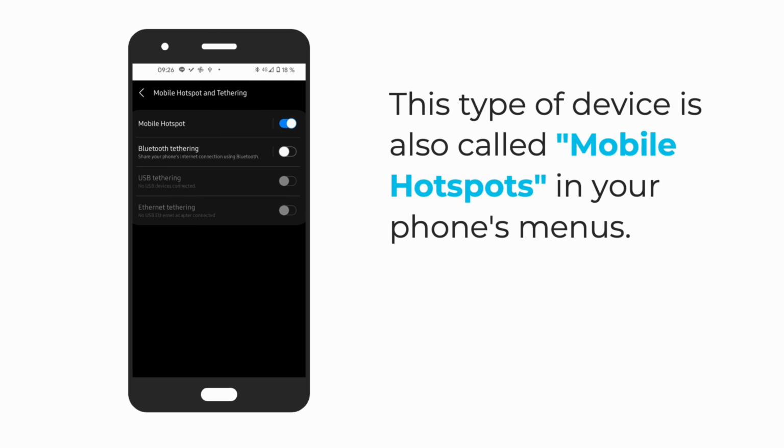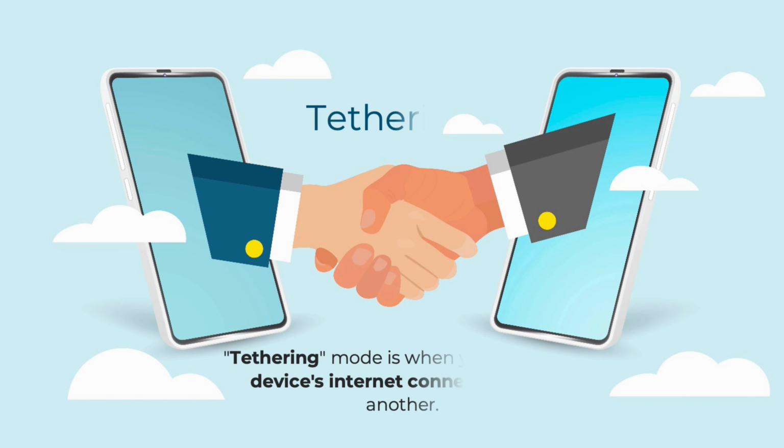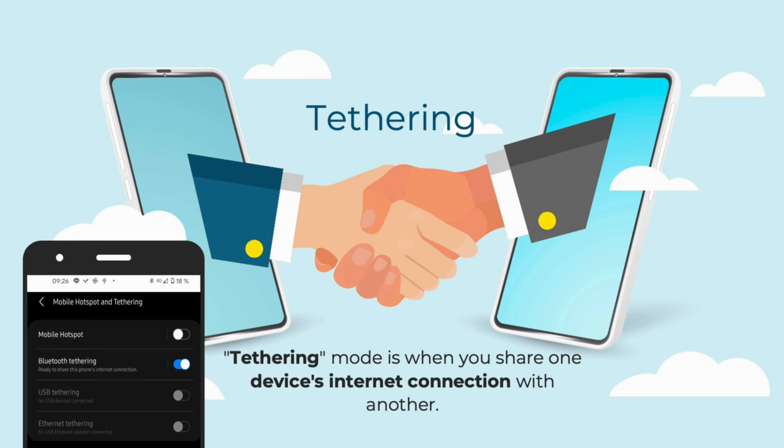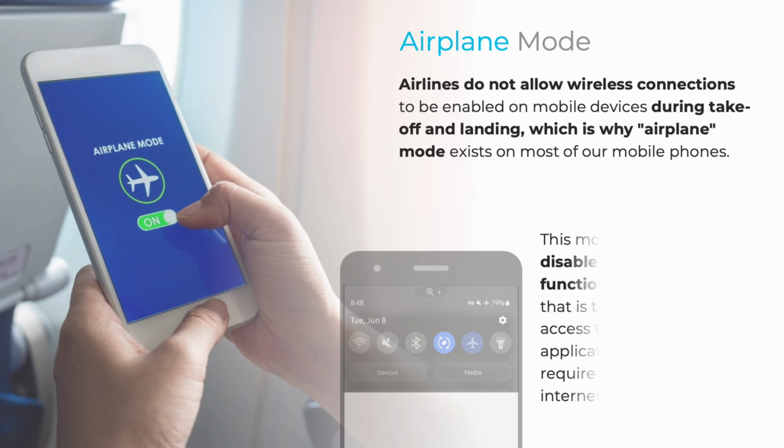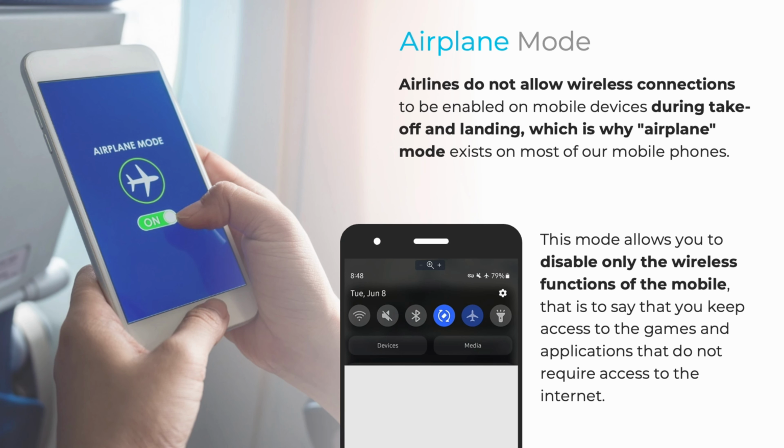You can even find this feature directly in your phone's menus. Tethering mode is when you share one device's internet connection with another. This is very useful if you have an internet outage at home or if you are on the move. Airplane mode. Airlines do not allow wireless connections to be enabled on mobile devices during takeoff and landing, which is why airplane mode exists on most of our mobile phones. This mode allows you to disable only the wireless functions of the mobile. That is to say, you keep access to games and applications that do not require access to the internet.